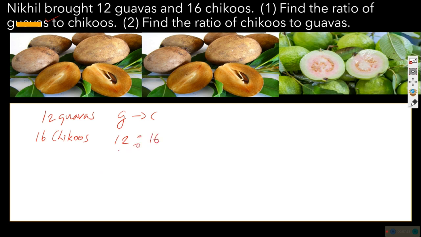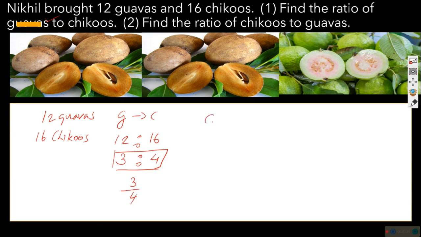Is there any common divisor for this? Yes. You can divide both by 4. This will become 3, 4 3s are 12. 3:4 is a simple ratio of guavas to chickus, or proportion, and the ratio is 3/4.